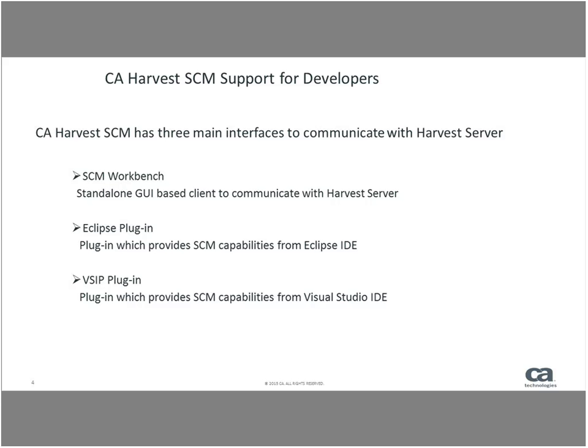So the next slide is where we will discuss how Harvest SCM supports developers. Harvest SCM has three main interfaces in order to communicate to the version control system. One is SCM Workbench, second is Eclipse plugin, and third one is Visual Studio plugin. It also has many other interfaces, but these three are the main ones which developers use.